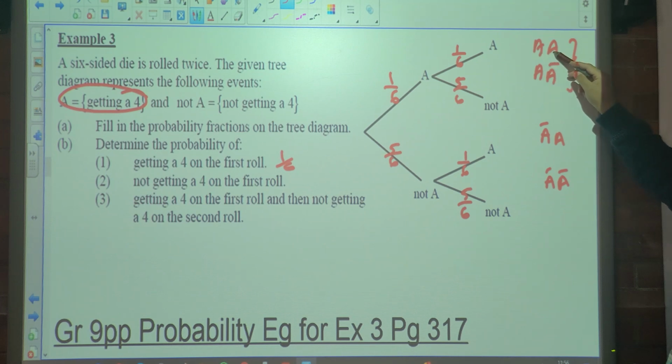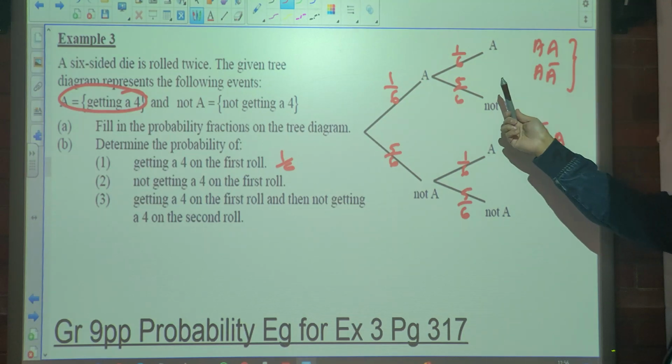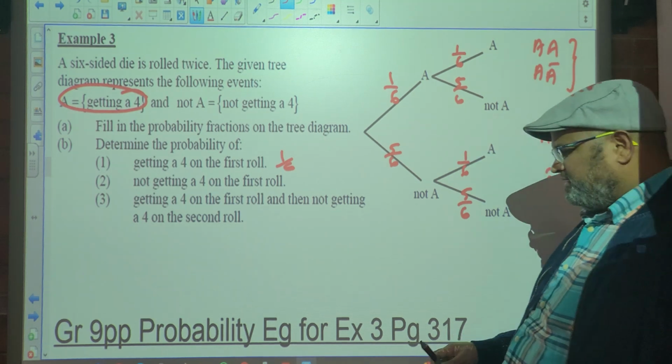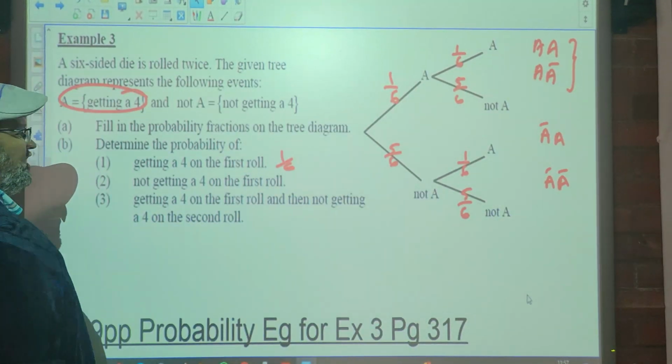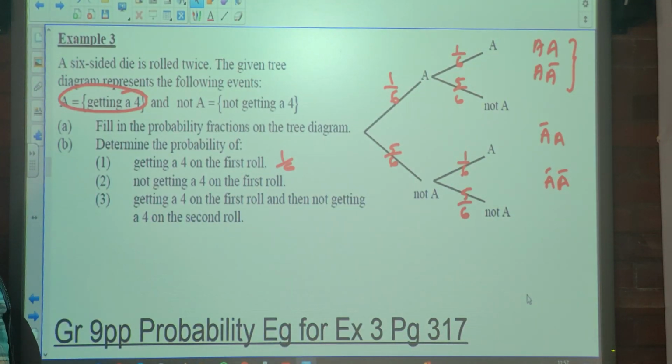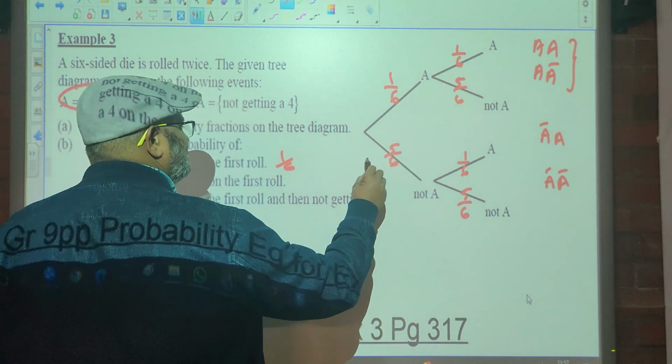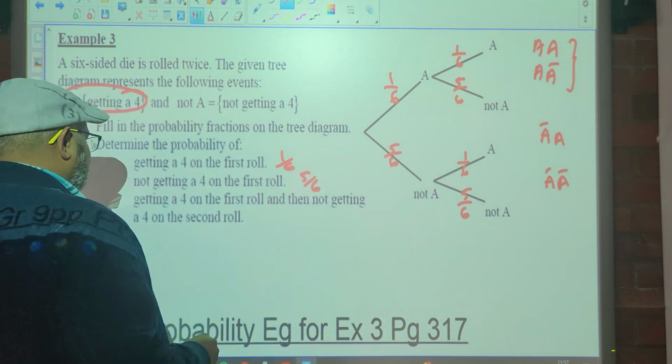Otherwise, you could have said it is 1 over 6 times 1 over 6 plus 1 over 6 times 5 over 6. Okay. Why? Because that is also on the first. It's either or. You'll see both answers will be the same. Not getting a 4 on the first row is 5 out of 6.